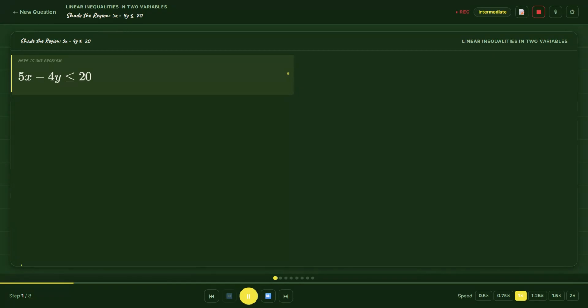Hey there, today we need to shade a region on a graph. Our inequality says 5x take away 4y is less than or equal to 20. Let's do this step by step. It's going to be fun.